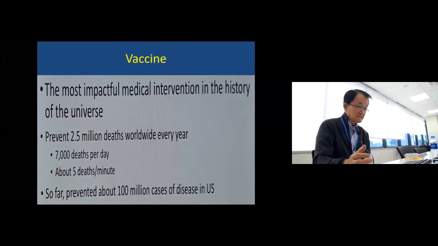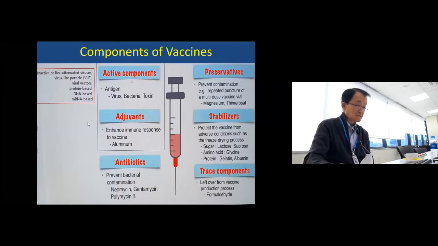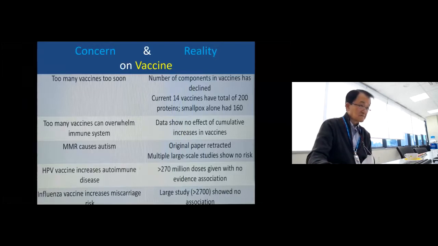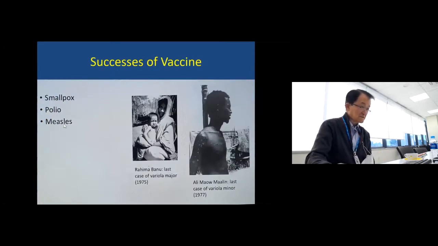So vaccine is a very dramatic medical intervention in history and prevents a lot of diseases. However, as I mentioned, it could have an active component using virus, bacteria, toxin, or adjuvant, and antibiotics and other things. So a lot of questions are about effectiveness or risk. And as you know, Pasteur first used an attenuated organism for rabies, and Calmette-Guerin for Mycobacterium. And it's very successful in smallpox, polio, measles.